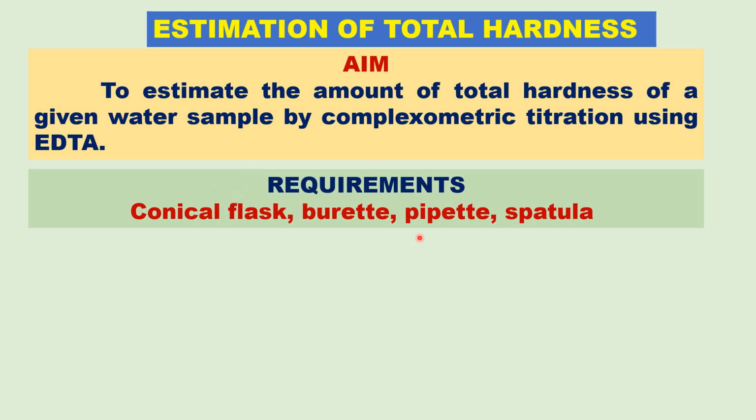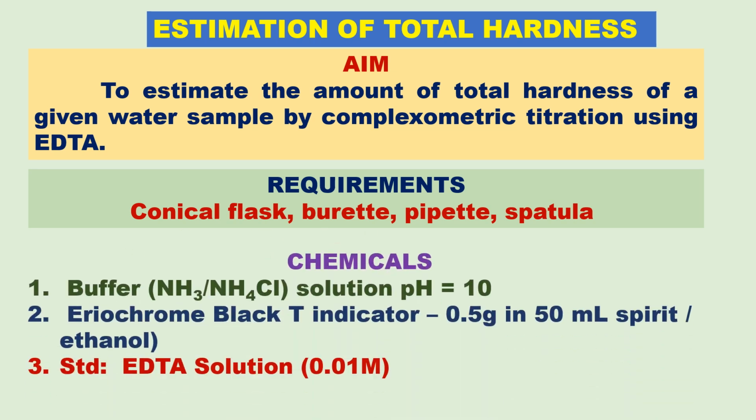What is required? We need conical flask, burette, pipette and spatula, and also a weighing balance. What are the chemicals we need? Buffer, this is very important. We need to maintain pH equal to 10 for EDTA titration. Buffer is ammonium hydroxide and ammonium chloride. The indicator Eriochrome Black T is prepared by dissolving 0.5 gram in 50 ml of spirit, that is rectified spirit or ethanol. EDTA solution 0.01 molar.